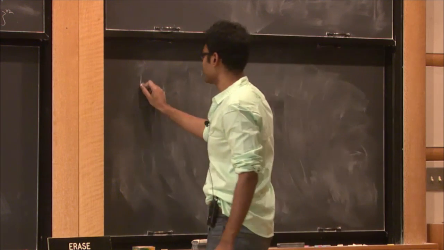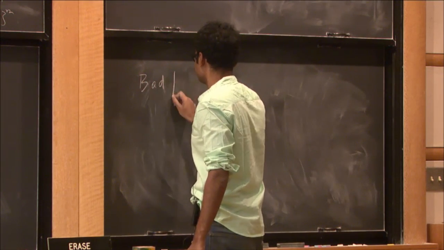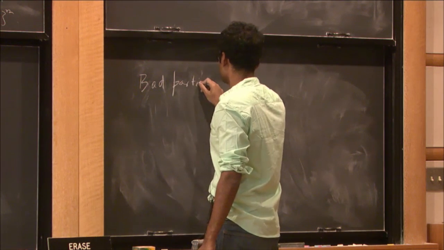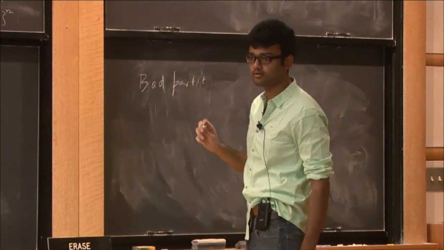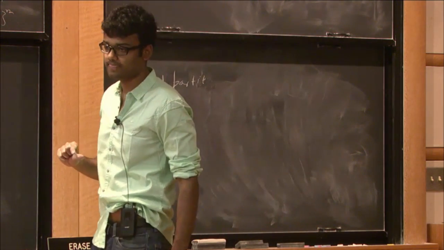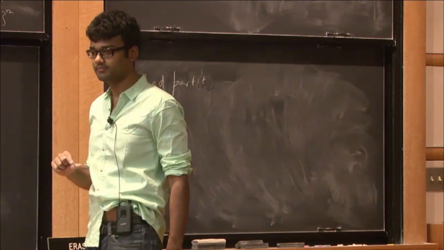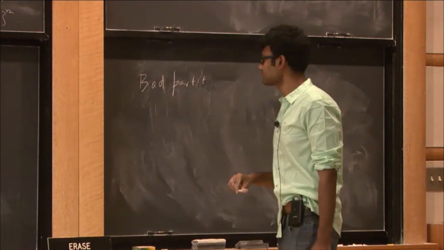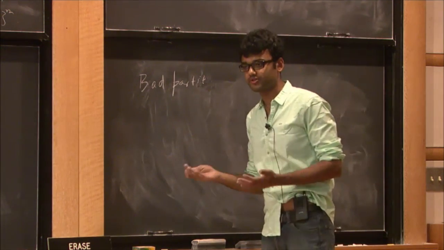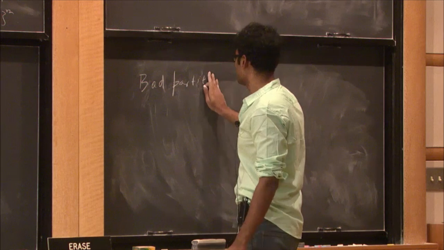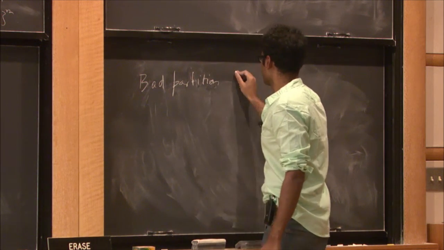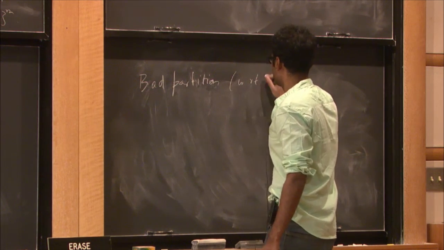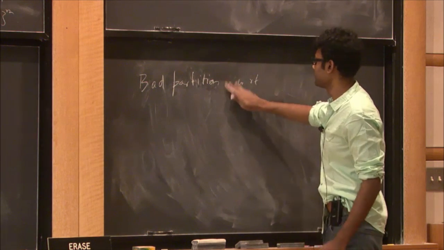So let's define what a bad partition is. A bad partition is one where, even if the partitions do not satisfy any property, it's not good enough for the union. So a bad partition with respect to the set Q.